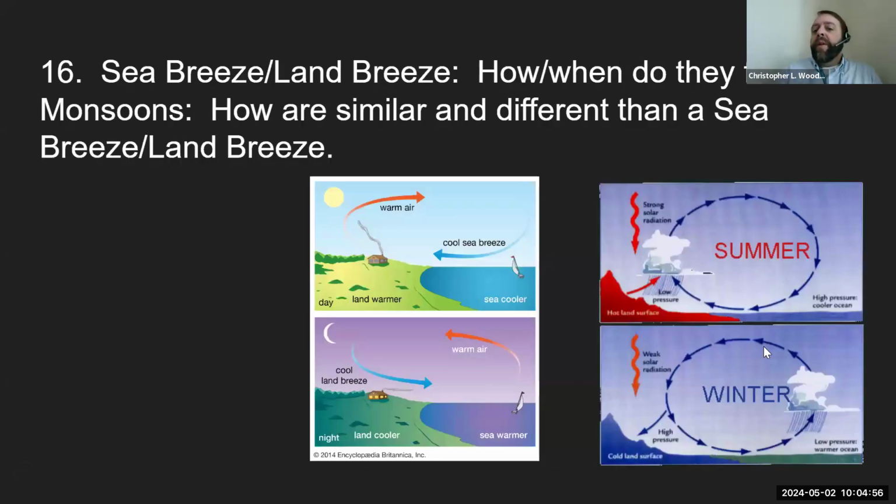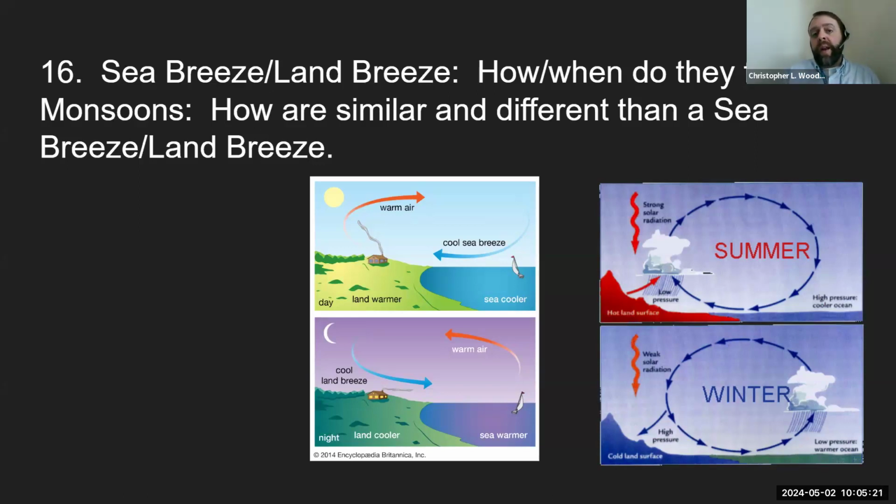All right, sea breeze versus land breeze. How and when do they occur, and how are they similar or different to monsoons? So these air-sea interactions are both due to the same underlying principle, high and low pressure. Also, the specific heat of water versus the specific heat of land. So starting with your small scale land and sea breezes, something that affects us here daily.